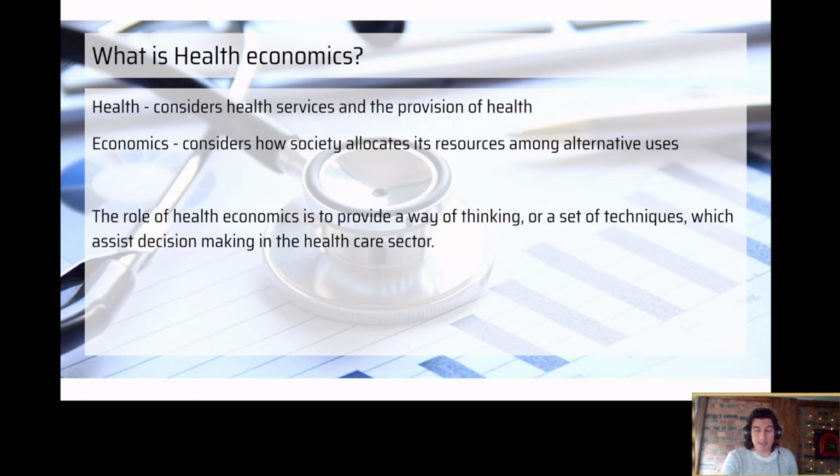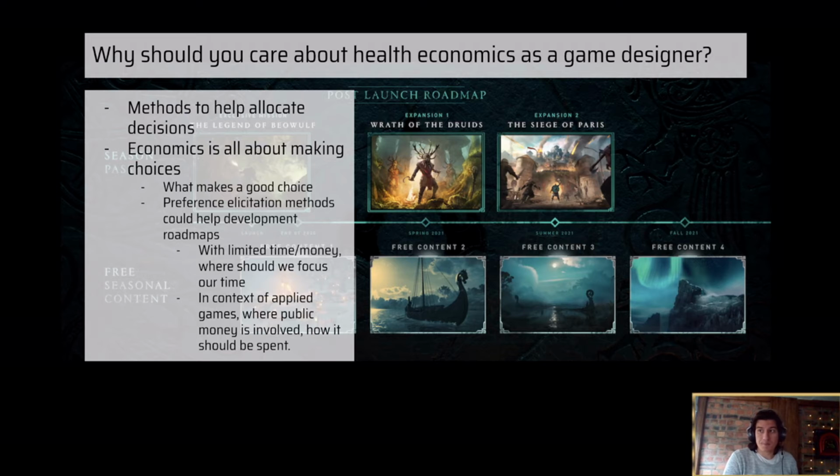So firstly, what is health economics? Health considers the health services and the provision of health, where economics considers how society allocates resources among alternative uses. The role of health economics is to provide a way of thinking or a set of techniques which assist decision making in the healthcare sector.